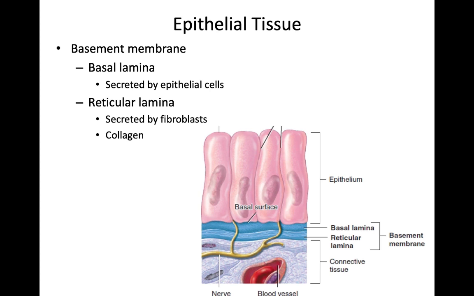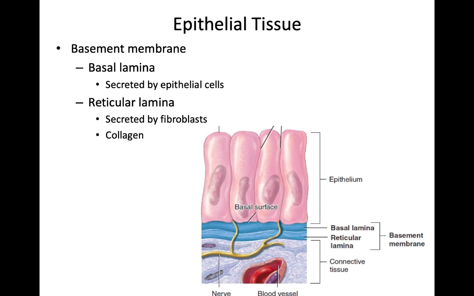The basement membrane is made up of two layers. The more superficial layer is the basal lamina. It is secreted by the epithelial cells on top of it, and the proteins in this layer attach to the hemidesmosomes to anchor the epithelial cell to the basement membrane.